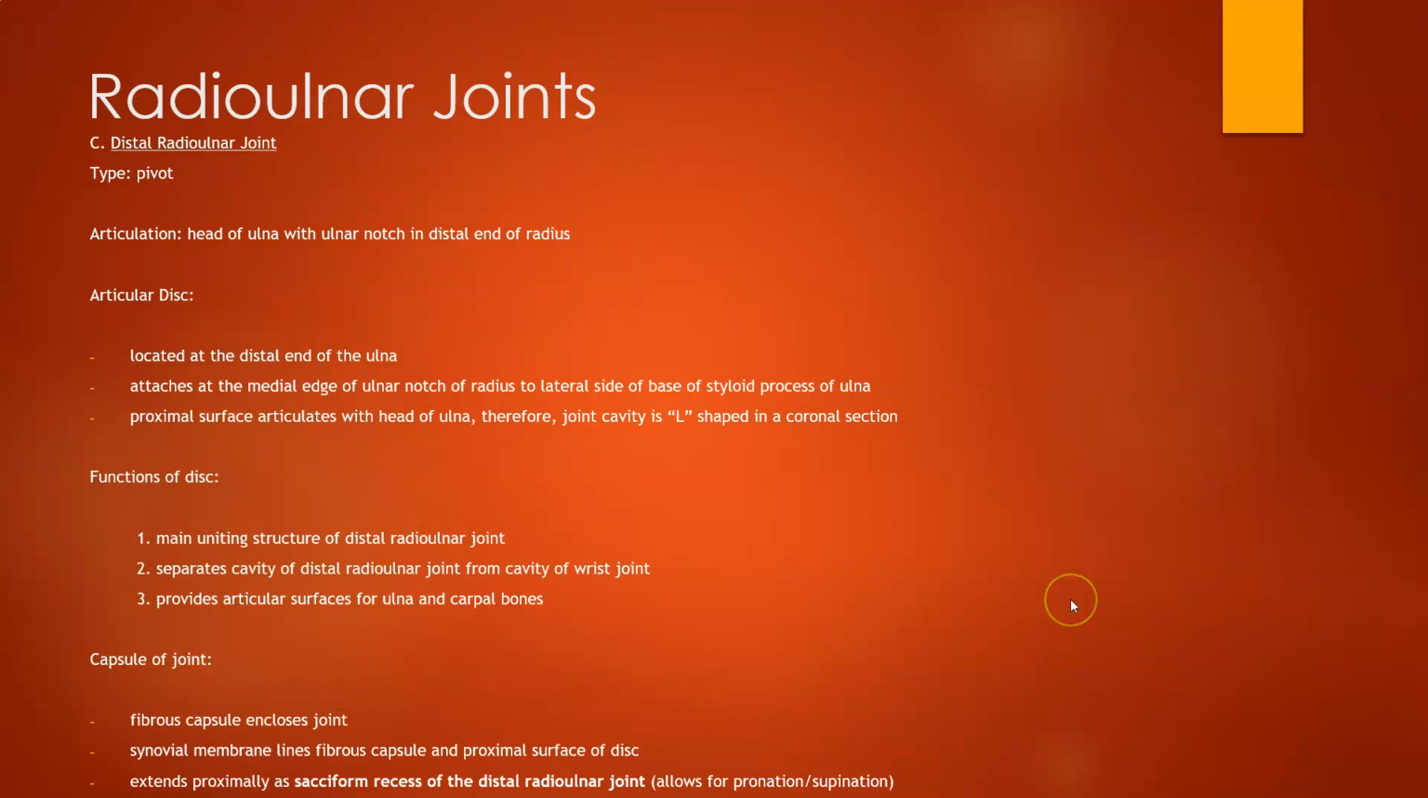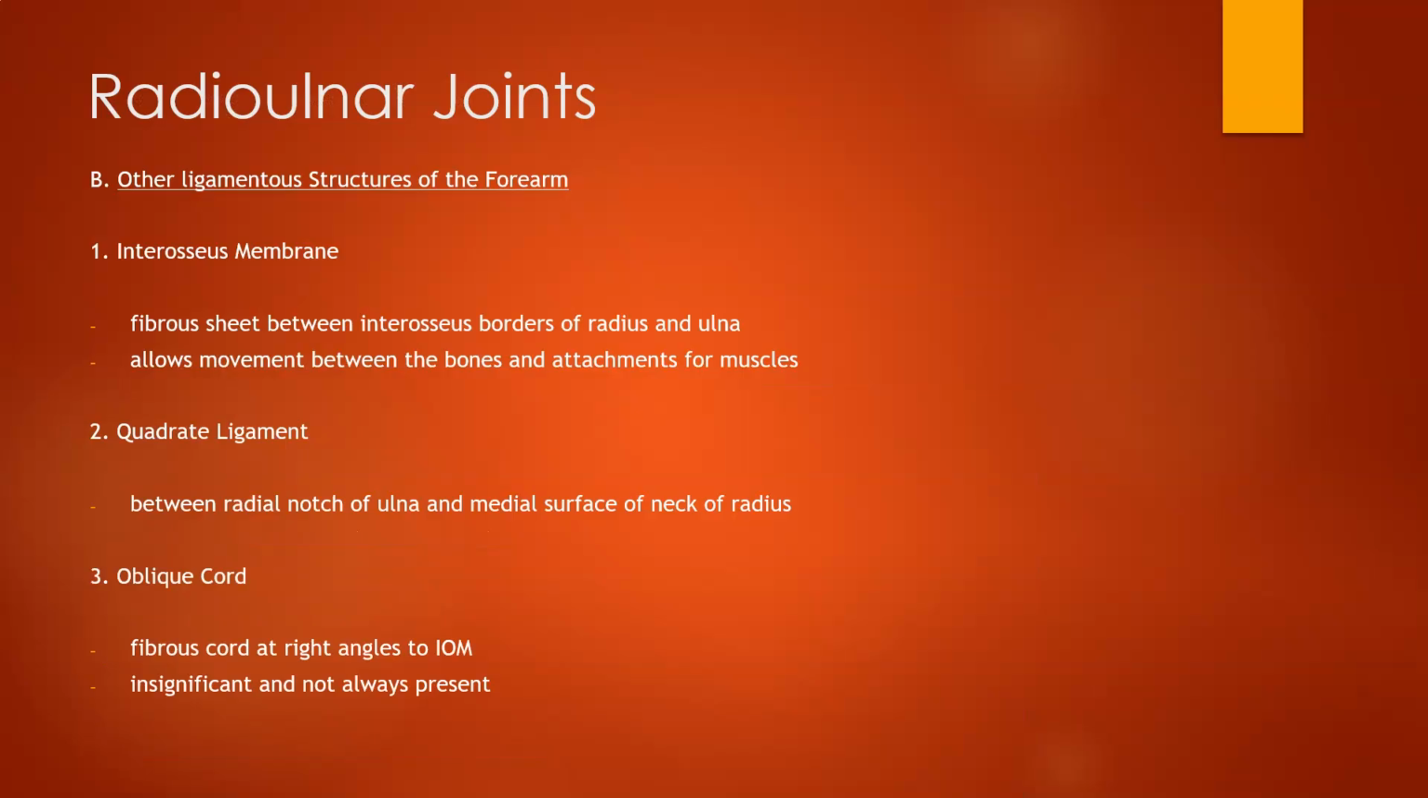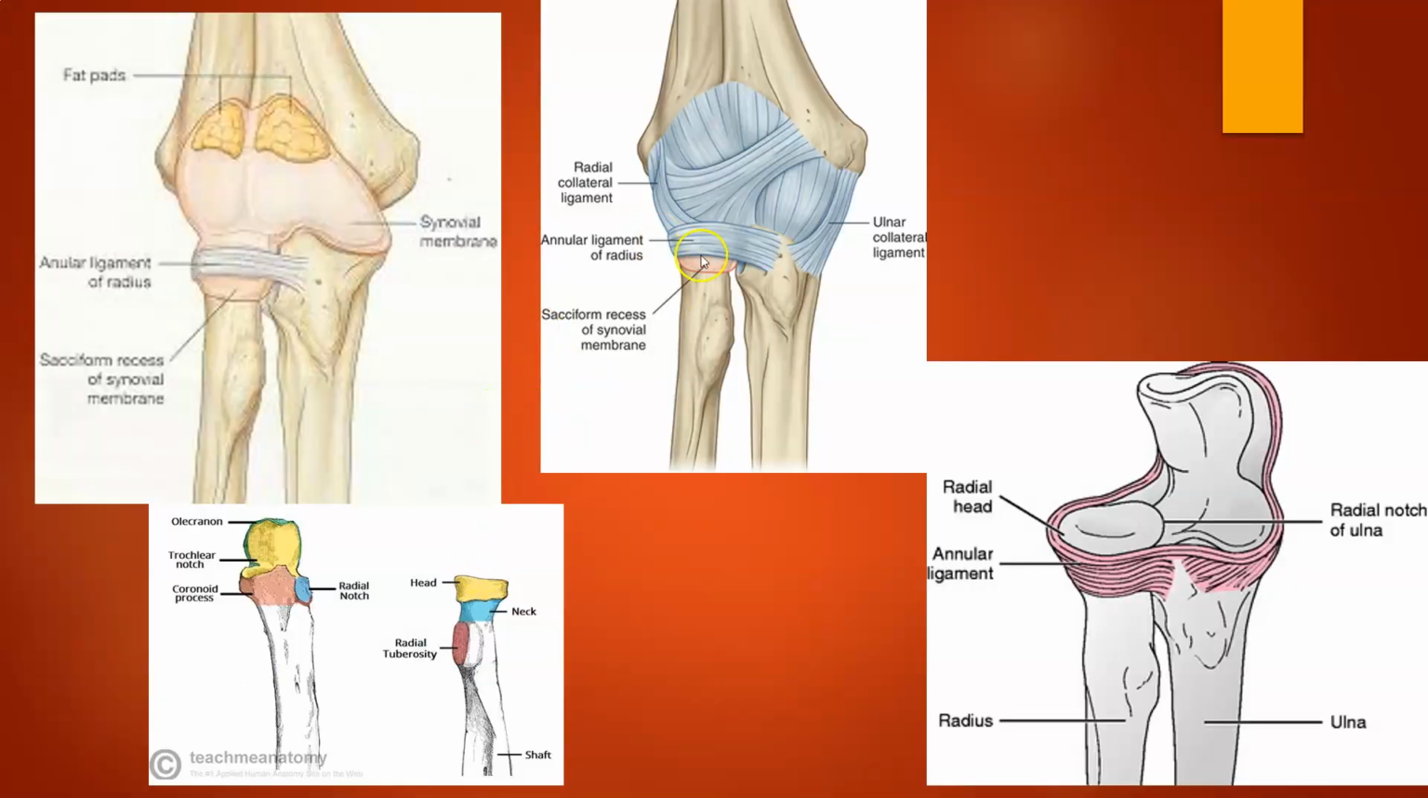The next is the distal radioulnar joint. It too is a pivot. This is the articulation of the head of the ulna with the ulnar notch in the distal end of the radius. What is the distinct difference here? When we look at the proximal radioulnar joint, it is the radius that spins within the annular ligament and the radial notch.